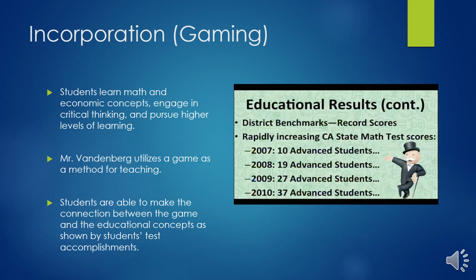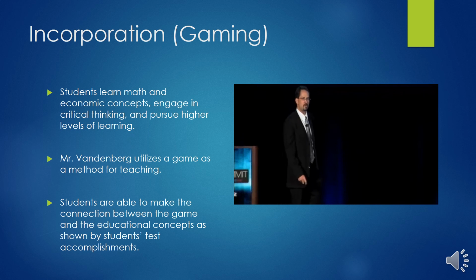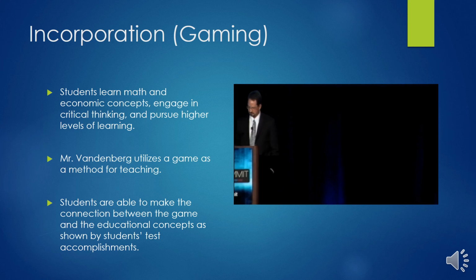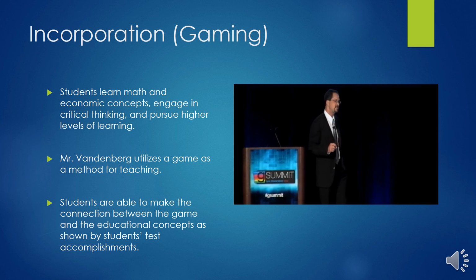In 2008, when I started using Monopoly in the classroom, 19 advanced students. 2009, 27 advanced students. 2010, 37 advanced students on the California state math test. I think it's working. We've also had several perfect state scores.